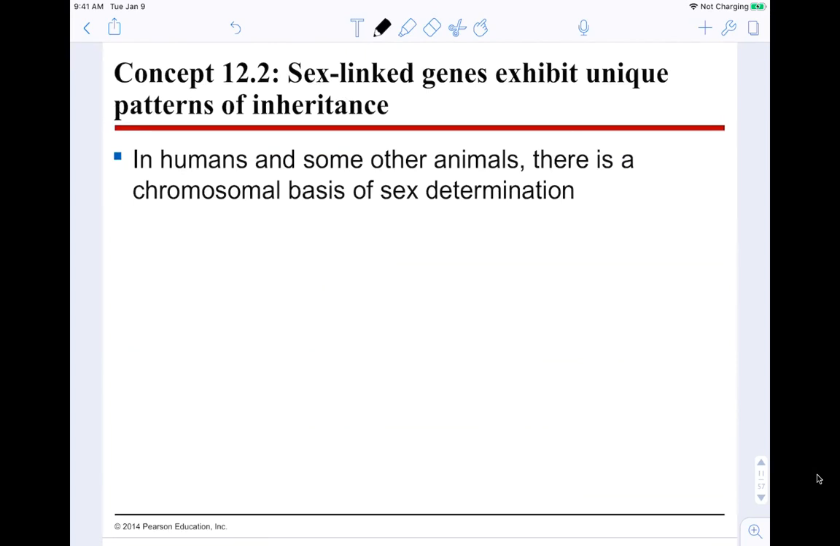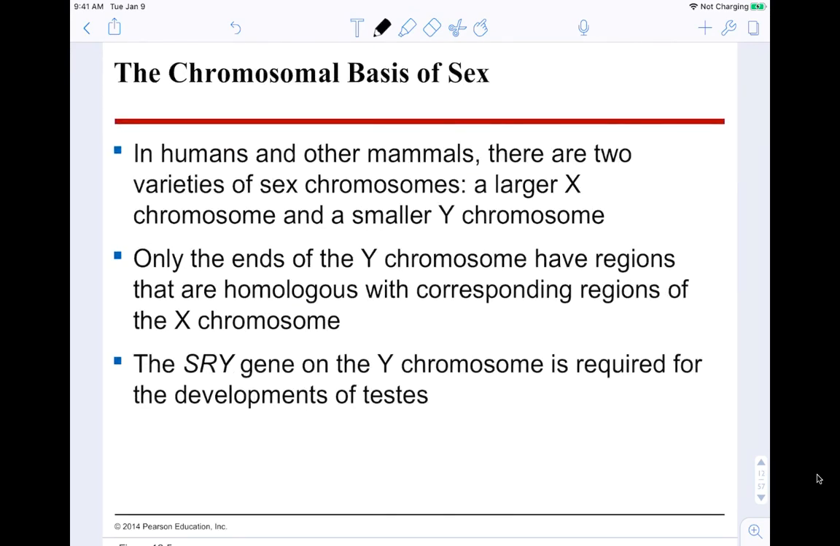So let's talk about sex-linked genes and how they exhibit unique patterns of inheritance. In humans and some other animals, there's a chromosomal basis of sex determination. This means that we have females and males, and that's XX for females and XY for males. Biologically speaking, that is how sex is determined. Okay, so the chromosomal basis of sex.